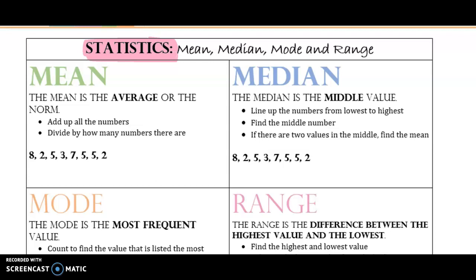Okay, so we're going to go ahead and find the mean from this first set of data. The mean is the average or the norm. In order to find the average number from a set of data, our set of data is right here, we first need to add up all of the numbers. So let's go ahead and add them up: 8 plus 2 plus 5 plus 3 plus 7 plus 5 plus 5 plus 2. That should give me 37.